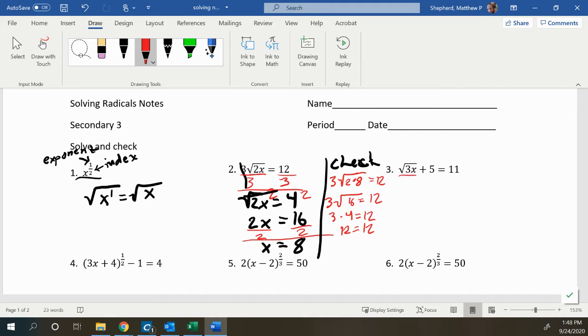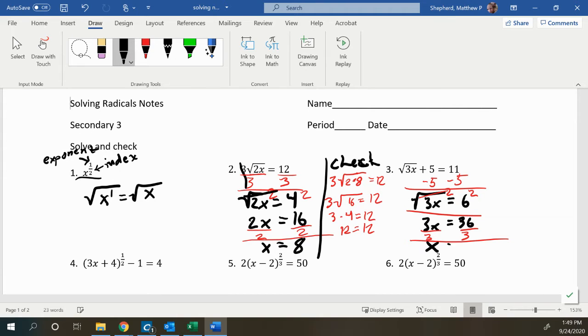So now we've got to get that alone. Once again, we need our radical alone. So we've got the plus 5. Opposite of that, minus 5 from both sides. And we will have square root 3x is equal to 6. All right, now in order to deal with the square root, we're going to square both sides of that equation. After we do that, we'll have 3x is equal to 36. Divide both sides by 3, and x is equal to 12.